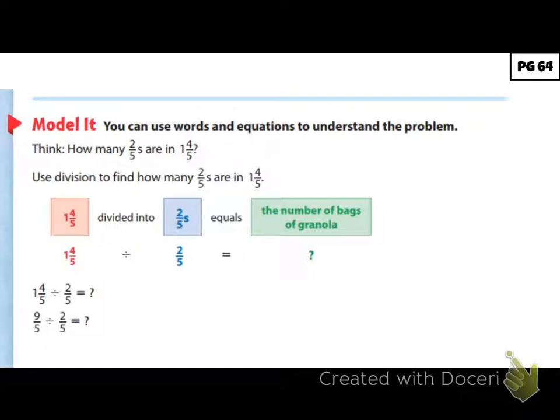So when you do this, you need to think 1 4/5 is the same as 9/5, because this 1 right here represents 5/5. So you have 5/5 plus 4/5, which is the 4/5 right there, and that's 9/5. Okay? We're going to move on from there.